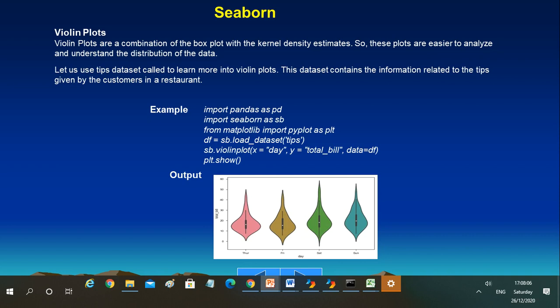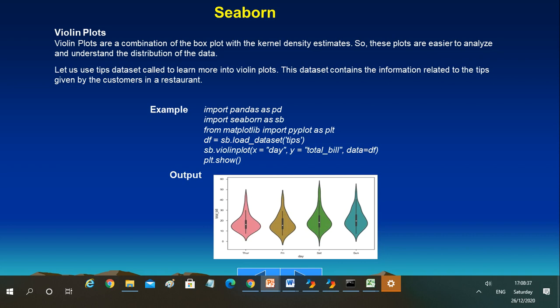Let's use the tips dataset to learn more about the violin plot. Why are we using it? Because it's a tip: when you visit a restaurant, the sale that they make is not uniform. It keeps on changing, and a violin kind of graph clearly shows how this sale is happening. So the same graph can be presented here.